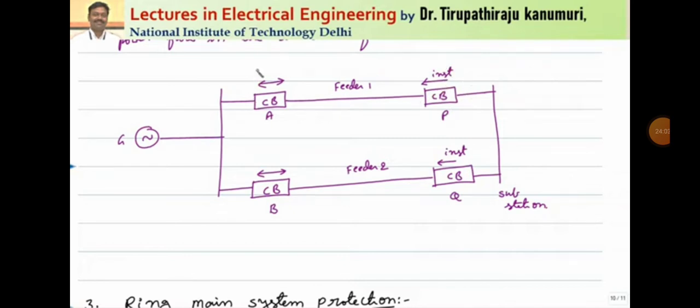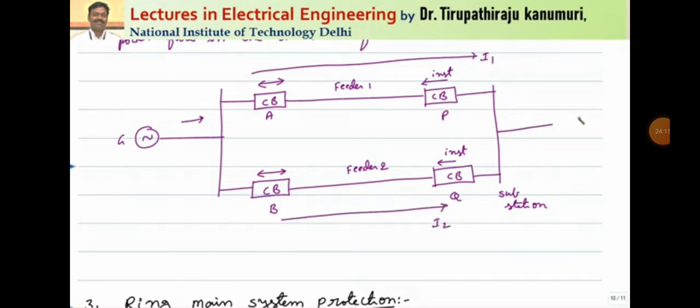So under normal condition, you can see the power will pass from this generator. So the current I1 will pass like this. This is I1. So through the feeder the current I2 is passed, and this will be supplied to your load. So this current will be equal to I1 plus I2 and will pass like this under normal operating conditions.